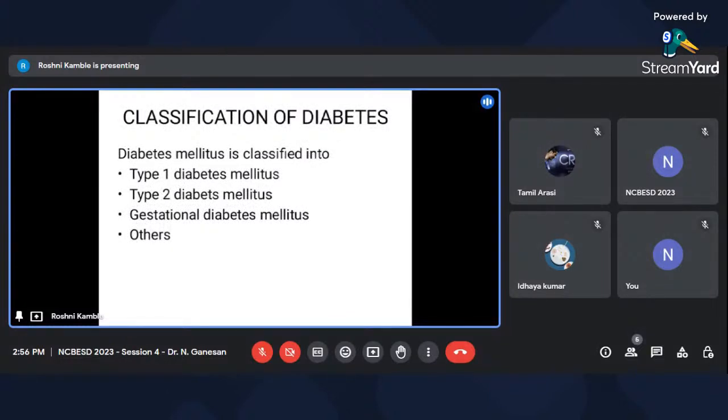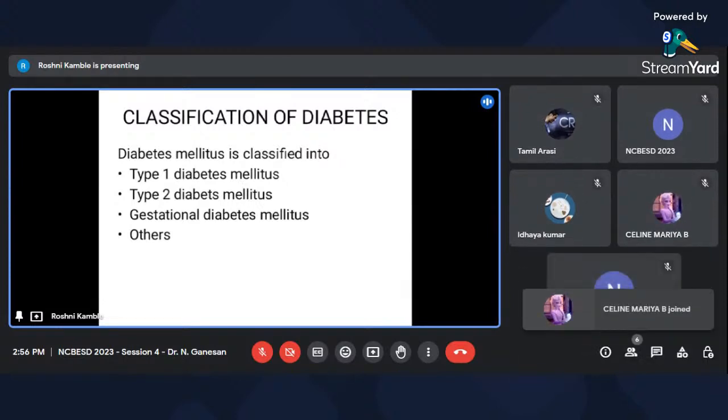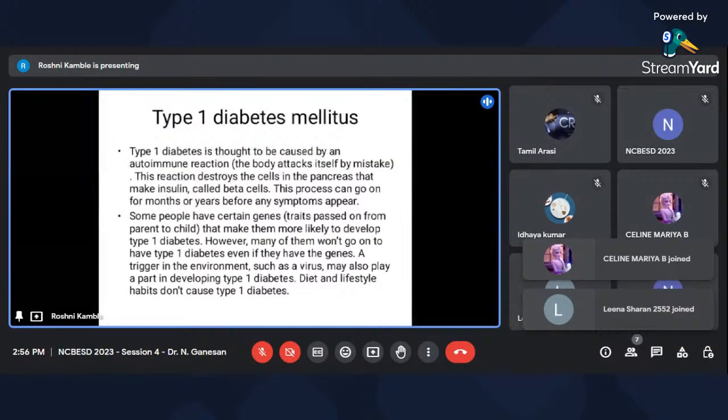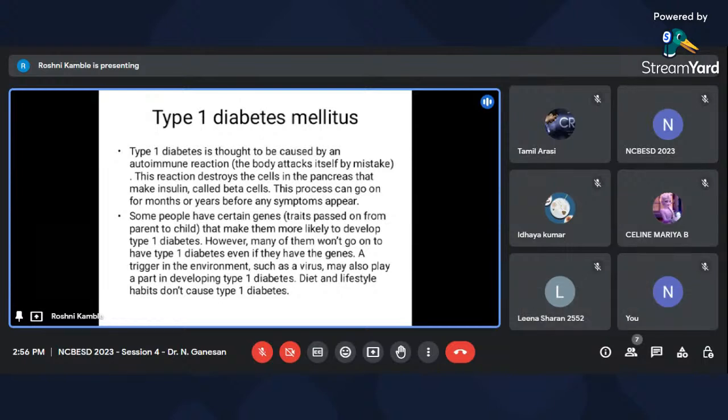Diabetes mellitus is classified into three main types, that is type 1, type 2, and gestational. Type 1 diabetes is an autoimmune reaction. This reaction destroys the cells in the pancreas that make insulin, called beta cells. This process can go on for months or years before any symptoms appear, and it is also called insulin dependent diabetes mellitus.